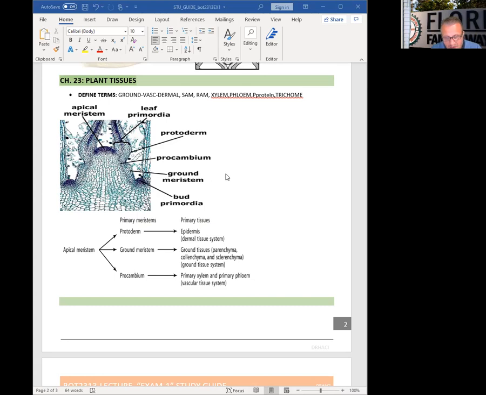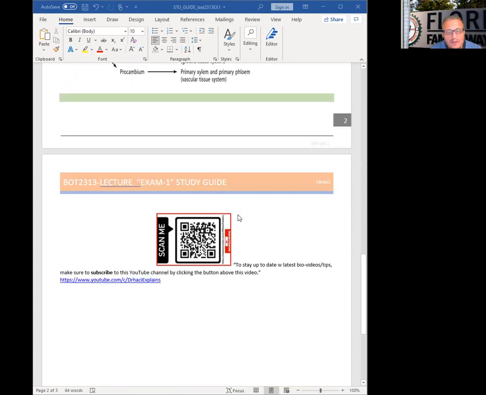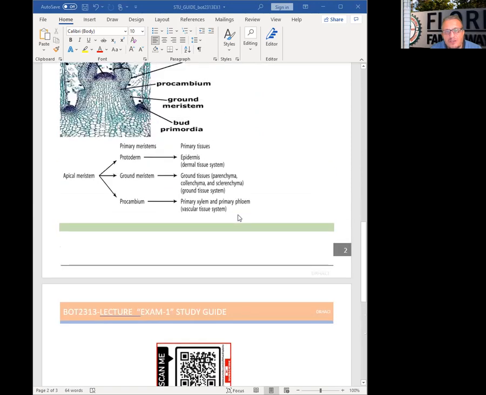Plant tissues could be meristematic or permanent. Meristematic, again, I just discussed. Permanent could be complex, with one plus cell type, or more simple. Xylem and phloem are examples of more complex cell types. That's pretty much all three chapters.